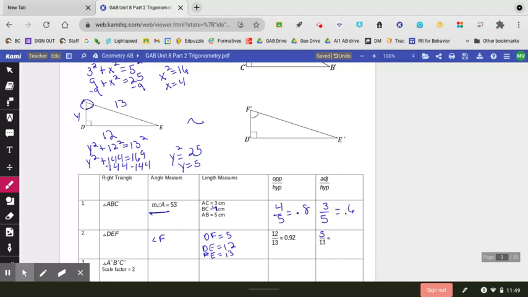4/5 is 0.8, 3/5 is 0.6, 5 over 13 is 0.38.